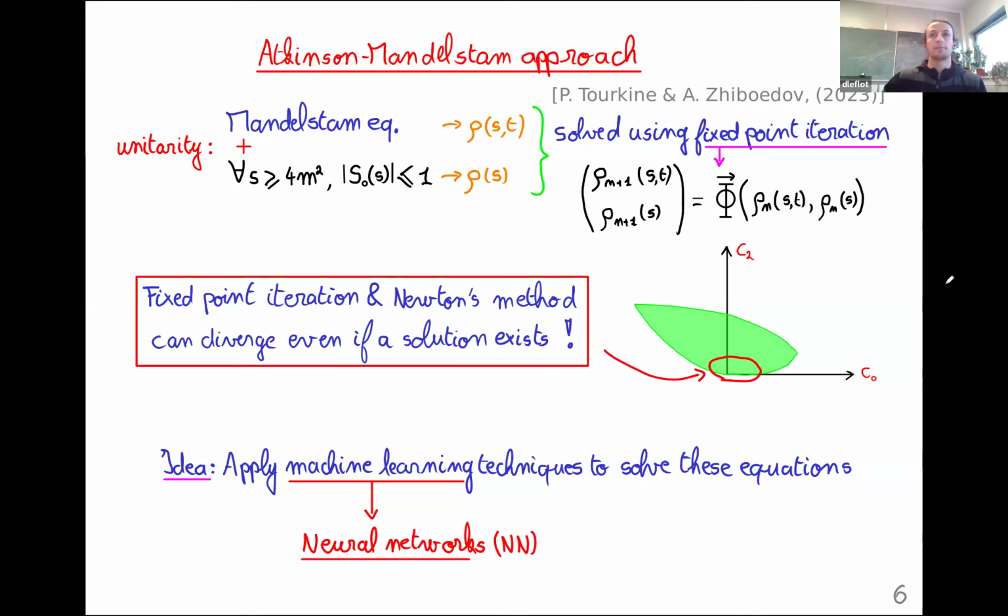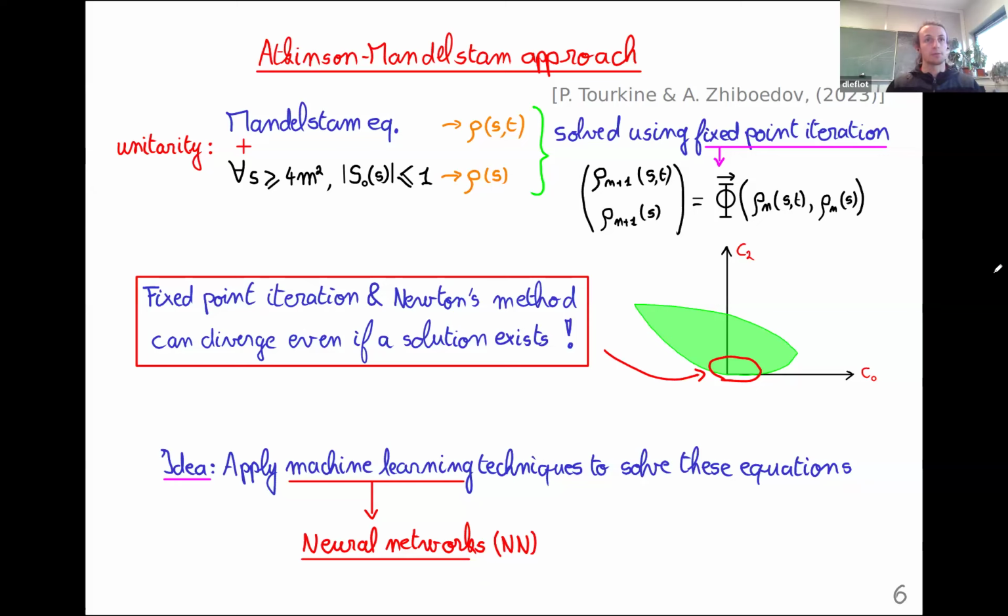Okay, and so it is in order to solve this convergence issue that emerged the idea of using machine learning techniques to solve these equations, the Mandelstam equation and unitarity. And in particular, we will use a neural network.